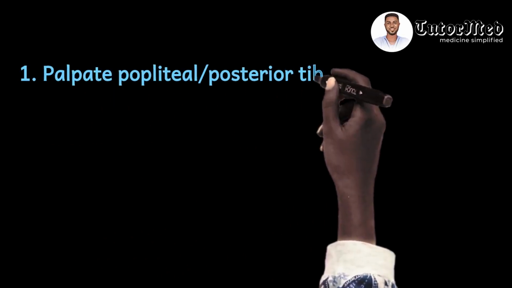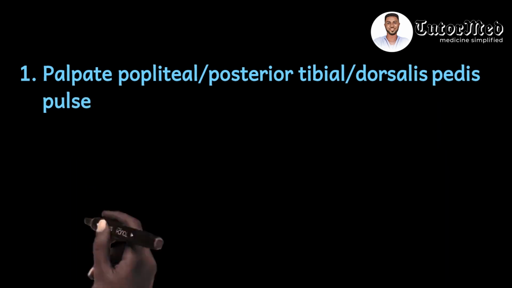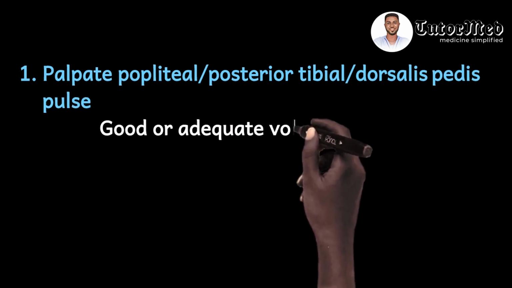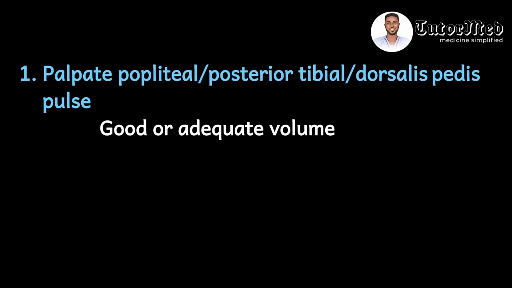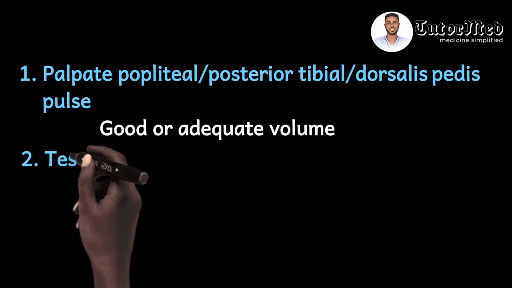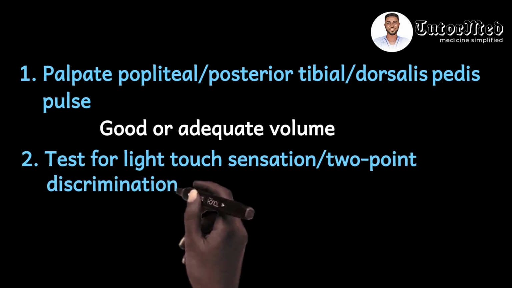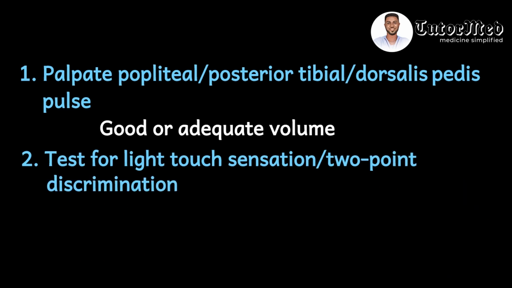You can palpate the popliteal or the posterior tibial or the dorsalis pedis arterial pulse. Once you feel the pulse and it has good or adequate volume, then most likely the limb is viable. That is a test of the blood supply. Then for the nerve supply, you can test for light touch sensation or 2-point discrimination. Once they are there, then most likely the leg is viable. So they asked for 2, and so we limit ourselves to 2.